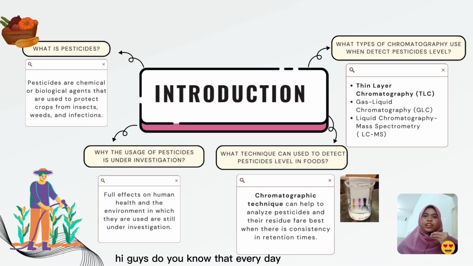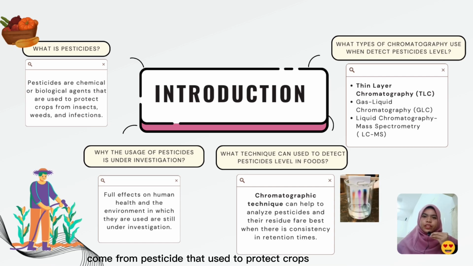Hi guys, do you know that every day we consume at least 12% toxic chemicals from pesticides in our food? These toxic chemicals come from pesticides used to protect crops from insects, weeds and infection. Pesticides are widely used to maximize agricultural yield. However, their full effect on human health and the environment in which they are used is still under investigation.